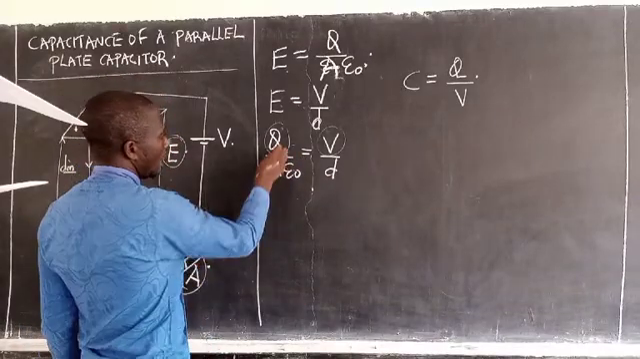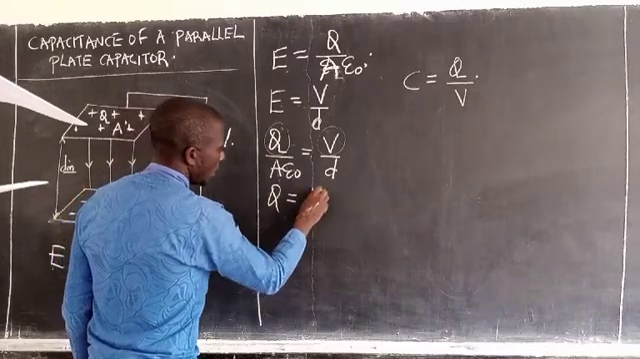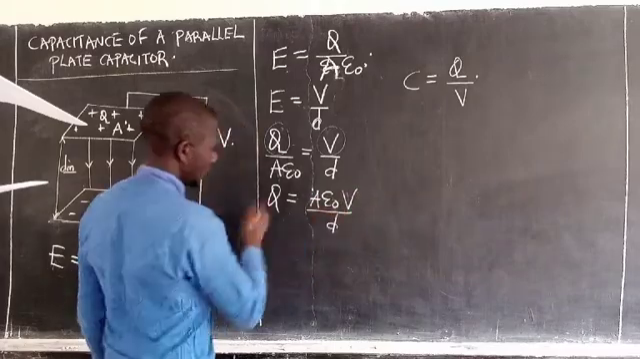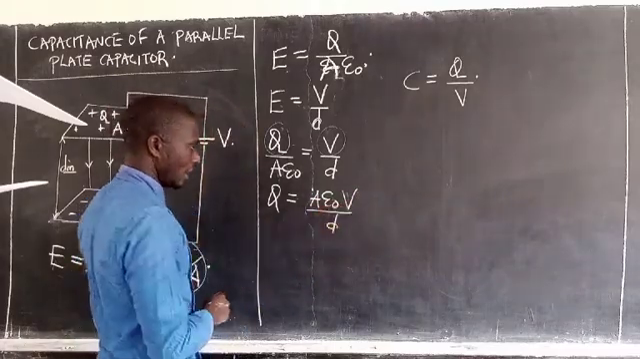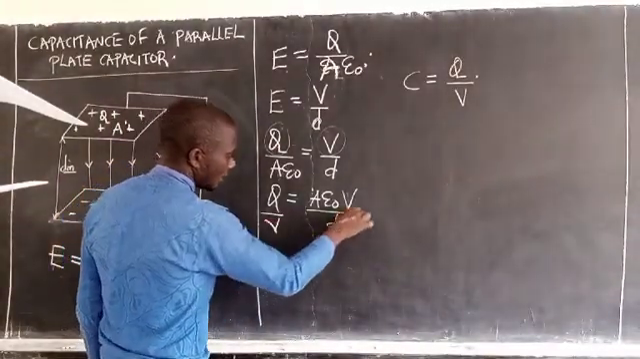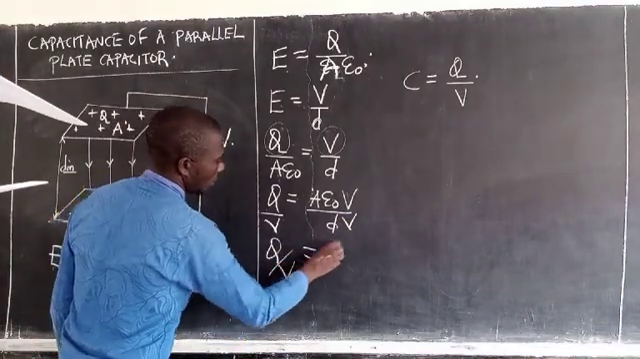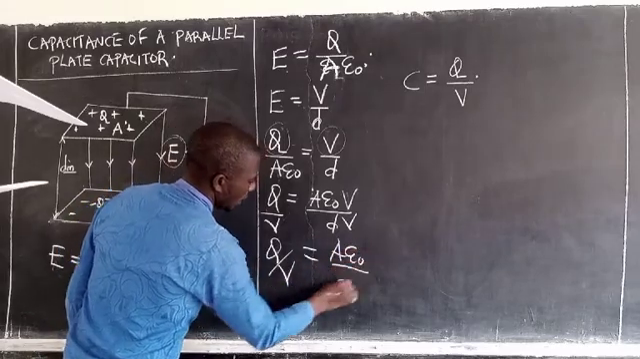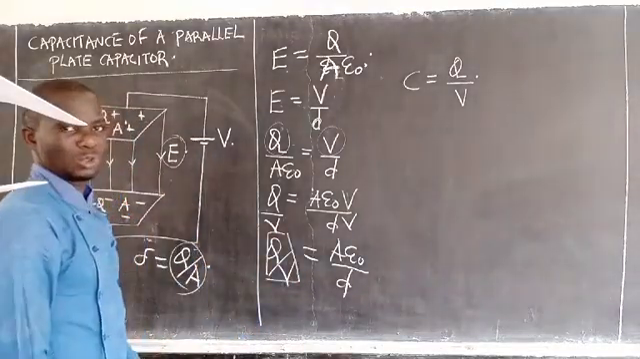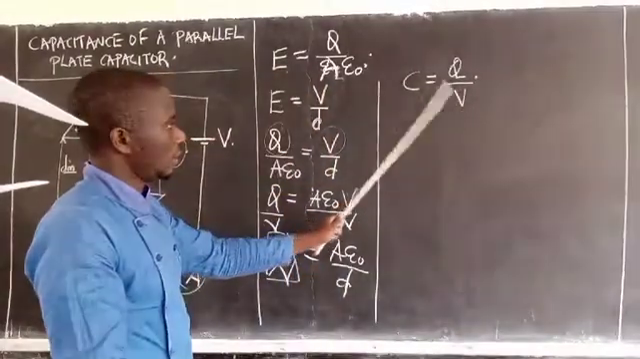Therefore, Q equals A epsilon naught V over d. Dividing by V both sides, I remain with Q over V equivalent to A epsilon naught over d. But what is Q over V, my friend? Yes, we say that Q over V is the capacitance.